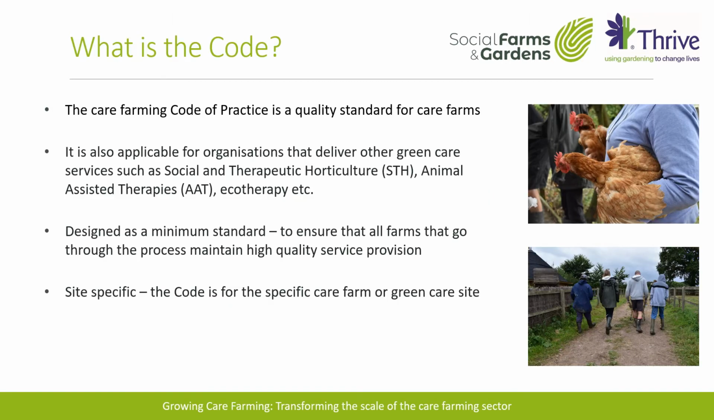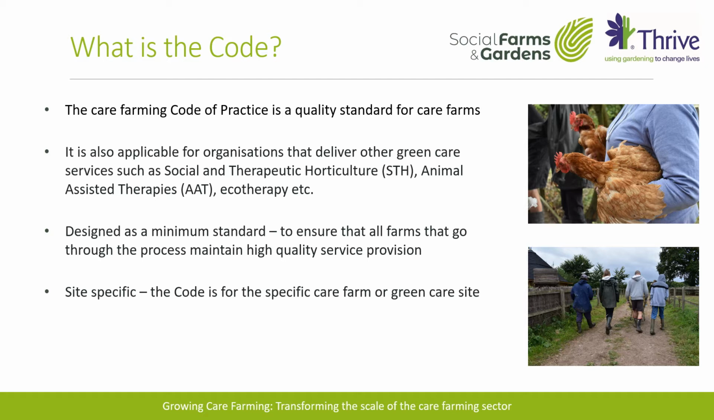What is the Code of Practice? The Care Farming Code of Practice is a quality standard for care farms. The code is a clear set of guidelines which is there to help show commissioners, clients and other authorities that care farms which follow the code are safe, professional and effective. It's suitable for a range of farm and garden sites which deliver commissioned services for those with a defined need, and this can include green care services such as social and therapeutic horticulture and animal assisted therapies.